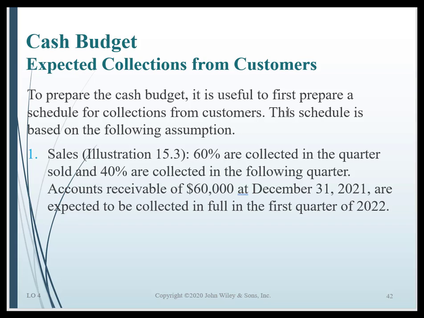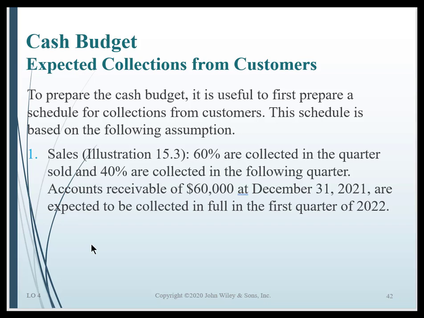So let's get started with this cash budget, right? So first of all, we have to have a schedule of collections from our customers. So when customers buy from us, how do we receive the money? So in this case, we say, look, 60% are collected in the quarter that we sell them. 40% are collected in the following quarter.